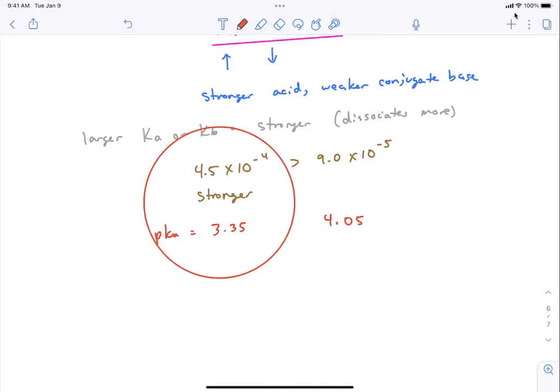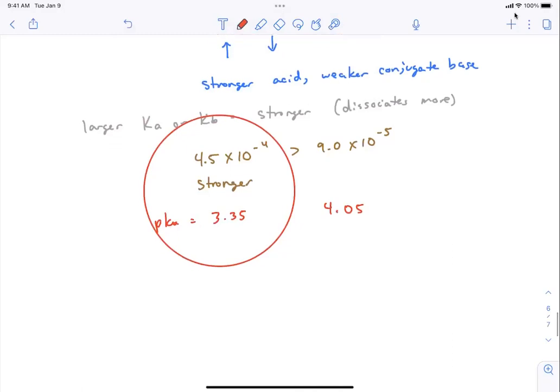So the pKa is kind of the opposite. Yeah, it's an inverse relationship. The smaller the pKa, the larger the Ka. The smaller the Ka, the larger the pKa, which then tells you which one's stronger regardless. So the smaller the pKa, the stronger the acid. The larger the Ka, the stronger the acid. And same with Kb. The larger the Kb or the smaller the pKb, the stronger the base. And when I say stronger, I mean dissociates more. That's the emphasis here.